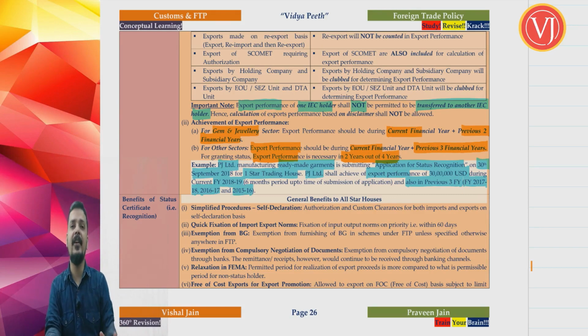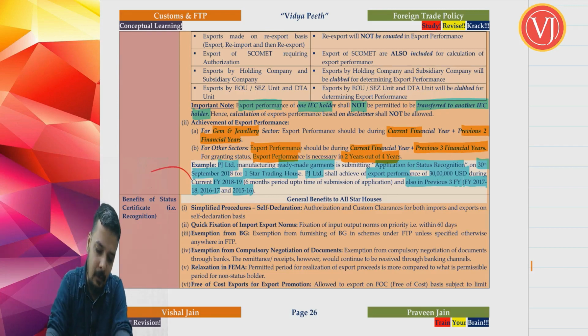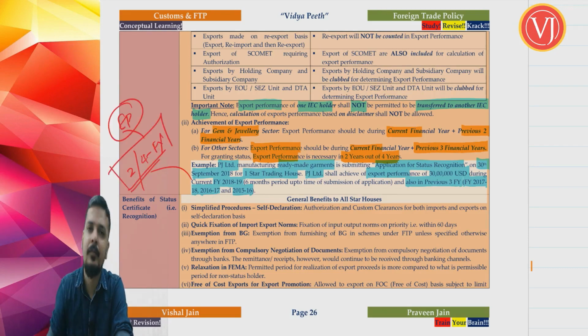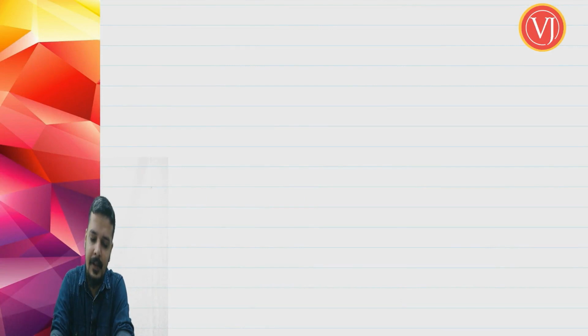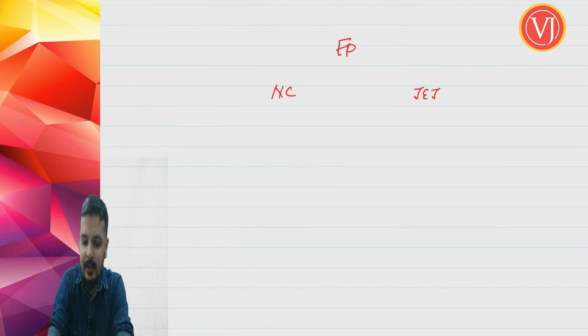But it is not necessary that it has to achieve export performance in the current year as well as all the 3 preceding financial years. What is necessary is 2 out of 4 financial years export performance should be proved. 2 out of 4 financial years export performance should be proved. So if I were to put this in a very simple way, in which all years you have to prove your export performance? Normal category, gems and jewelry sector category.